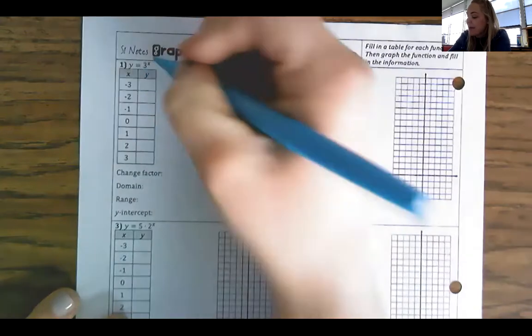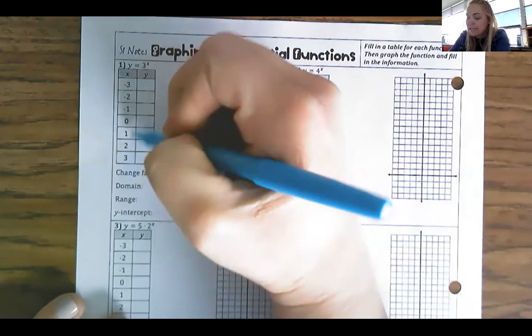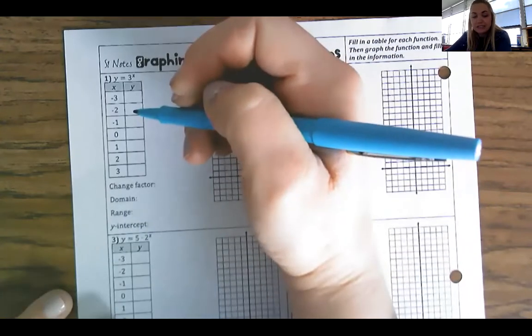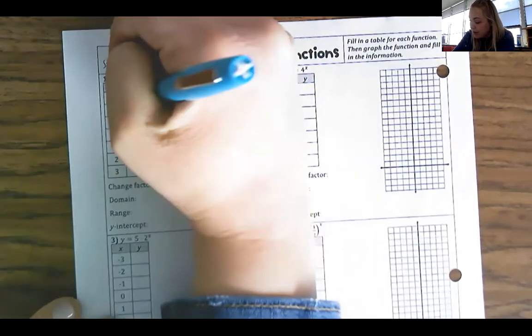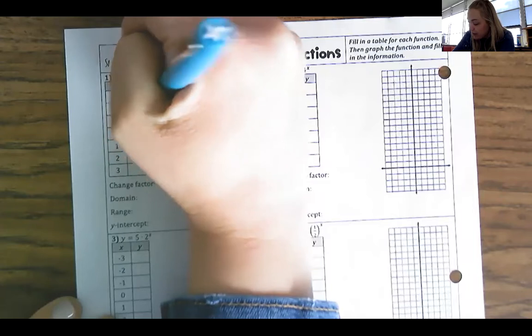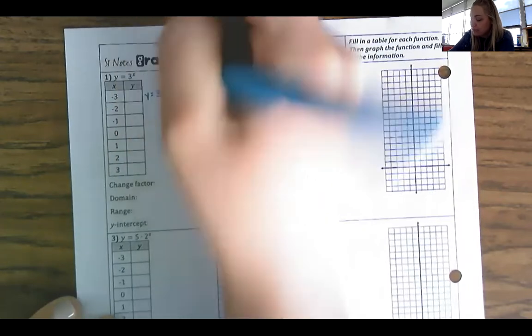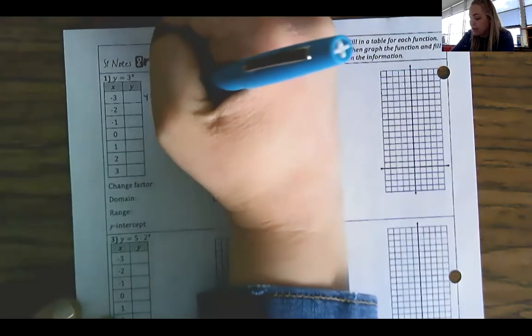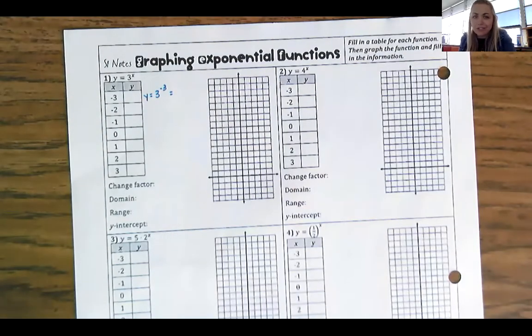So 3 to the power of x, well, I have all these x values. Those are going to go in for x in my equation. So instead of y equals 3 to the x, I would have y equals 3 to the power of negative 3, because I'm putting the negative 3 in that x spot. So what is 3 to the power of negative 3? Well, I'll get to that in just a moment.